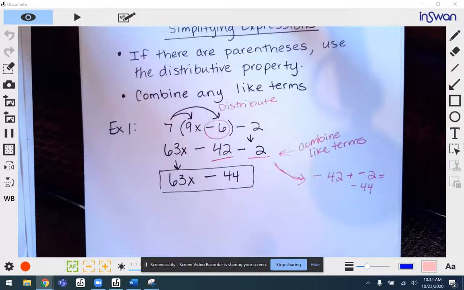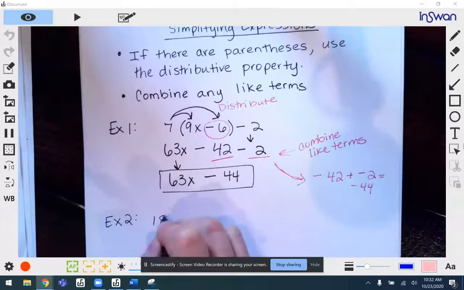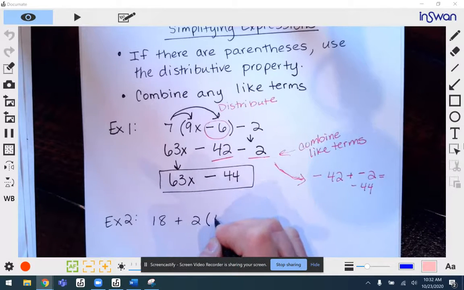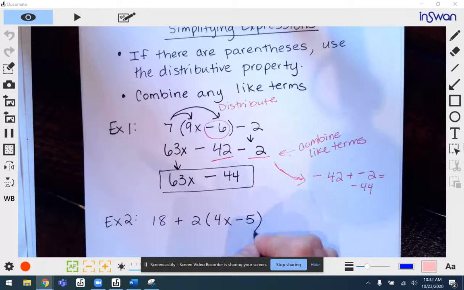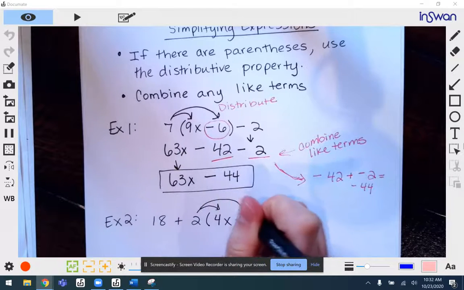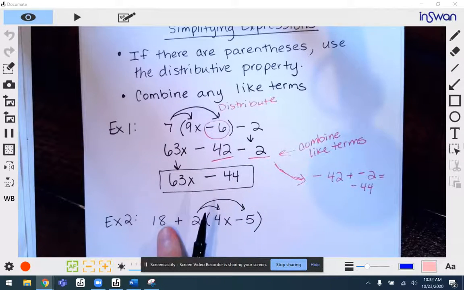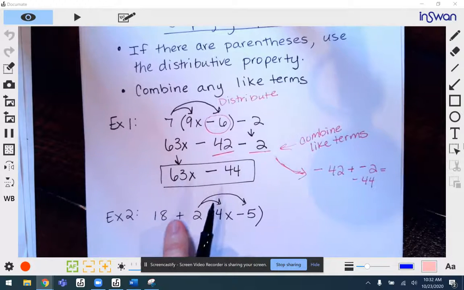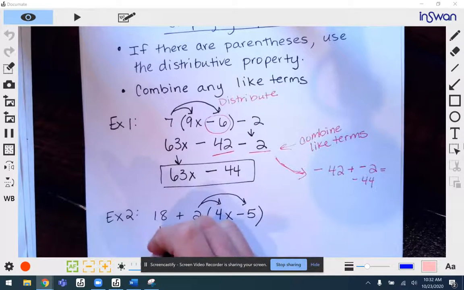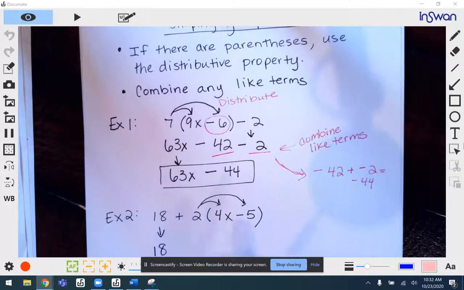Okay, let's look at another one. We have 18 plus 2 times parentheses 4x minus 5. So again, we see parentheses here, even though they're not at the beginning, it's okay. We can just distribute the term right in front of the parentheses. This 18 does not get distributed, it's added to this stuff. So the 18 is just going to come down, and we're only going to distribute the number directly next to the parentheses because it's being multiplied by what's in here. 18 is just being added to it.